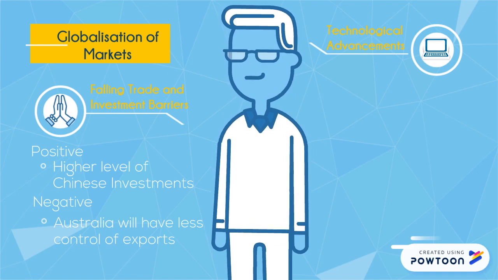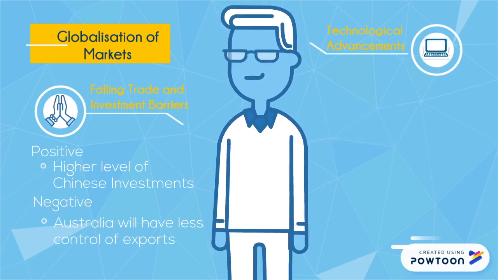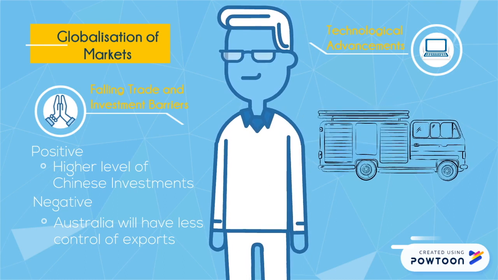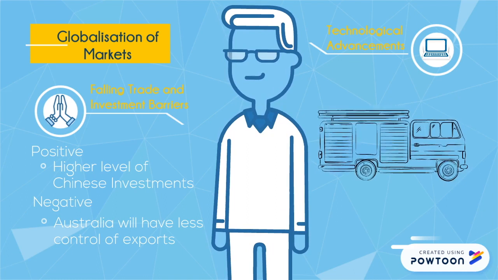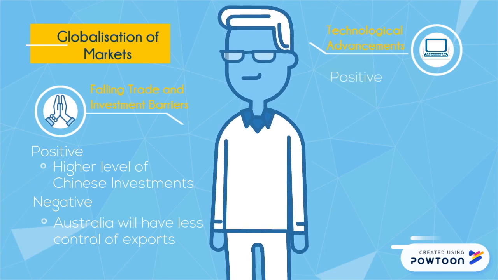However, Australia is struggling to control Chinese investments as they do not want to seem discriminatory, but it will only allow for Beijing to have more control of the extractive and transport infrastructure in Australia when exporting to China in the future. Advancements in technology is another positive of globalization.